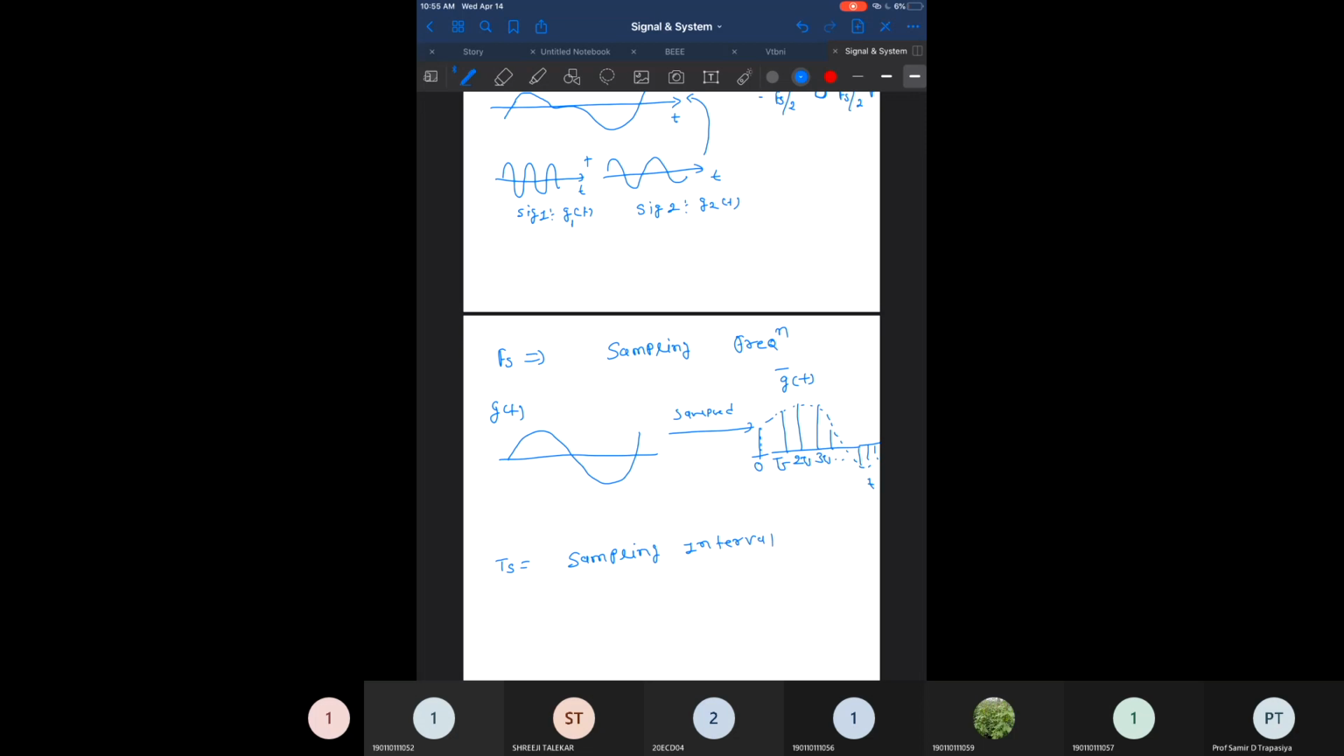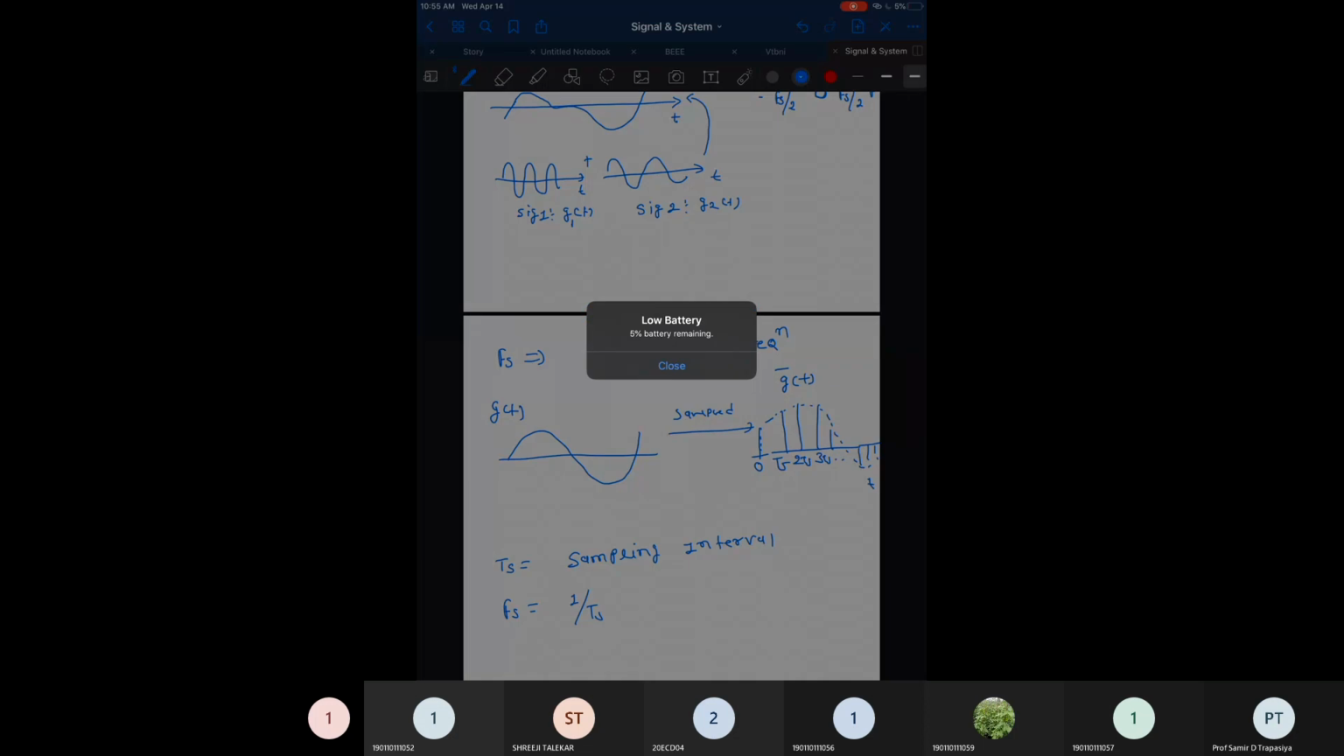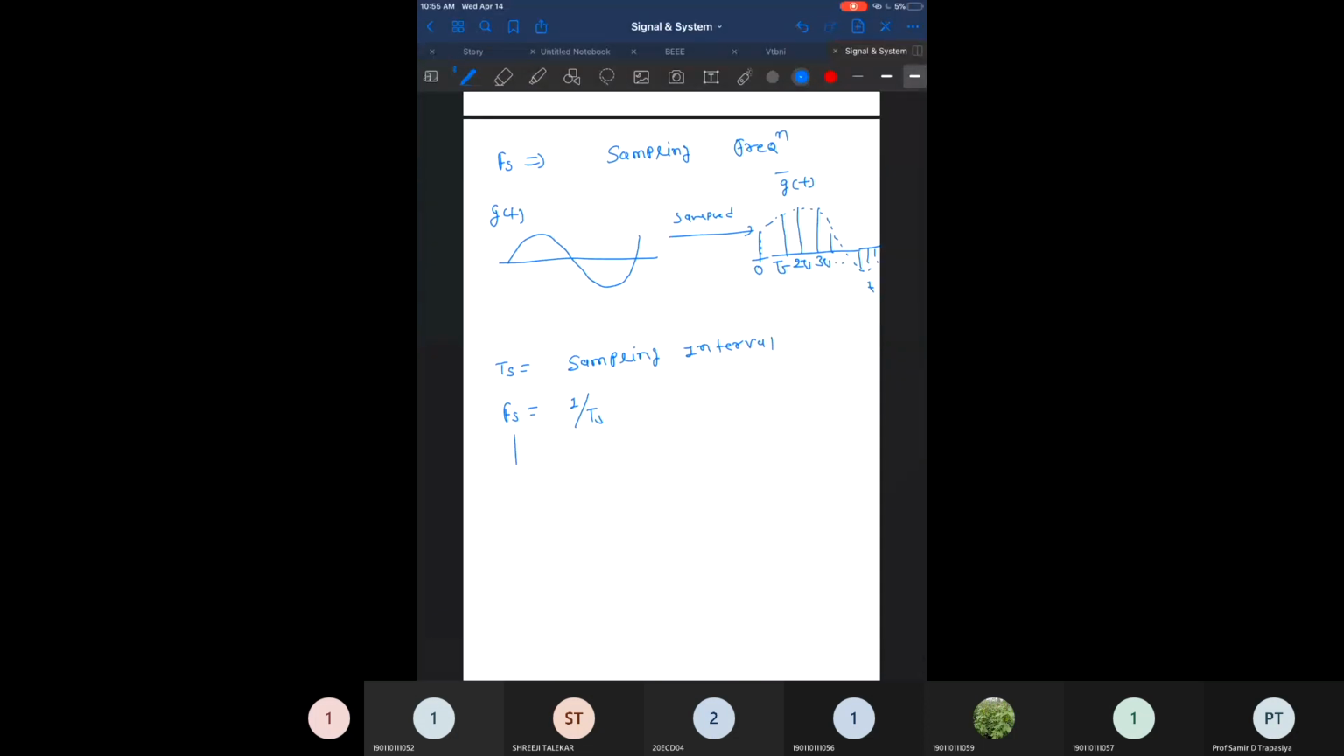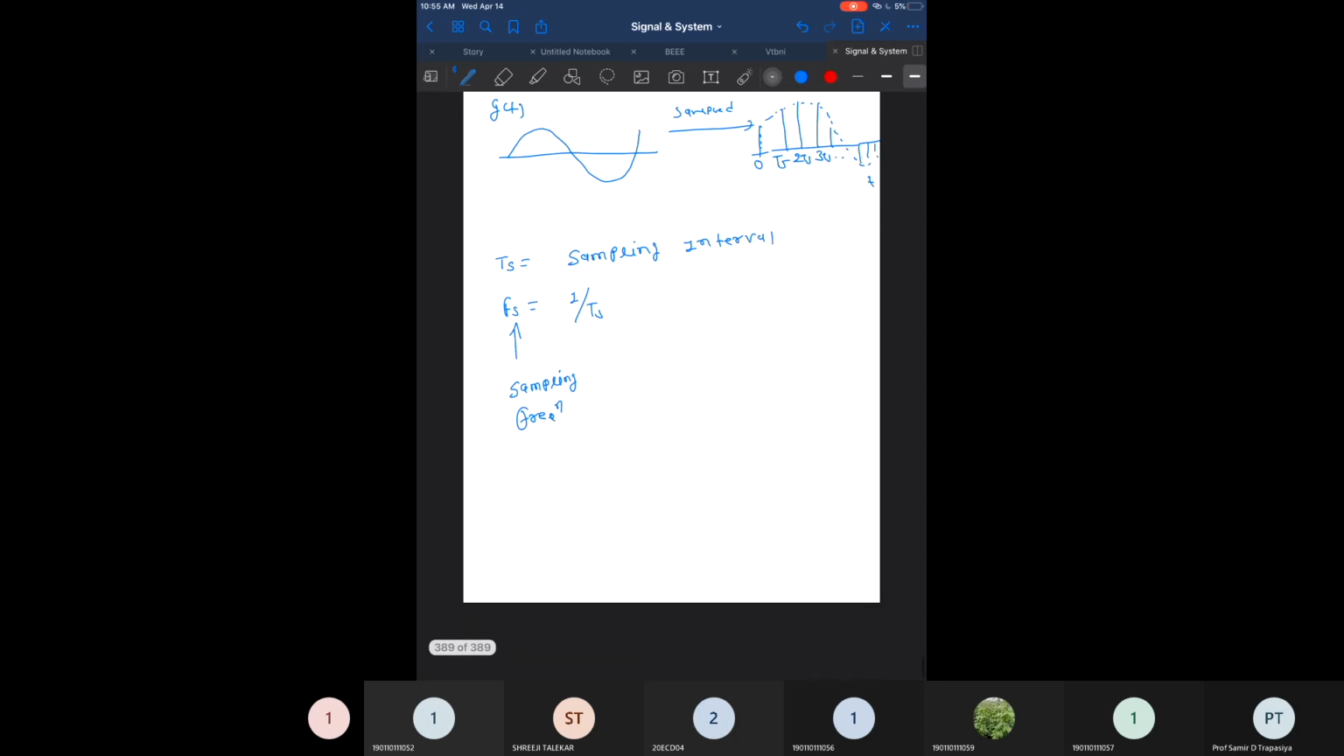So whenever we are taking samples, we are taking the samples at consecutive time slots of 0, Ts, 2Ts, 3Ts, etc., and the inverse of this one is known as the sampling frequency. Fs is equal to 1 by Ts. So from 1 by the sampling interval, we can find another parameter Fs, and that is known as the sampling frequency.